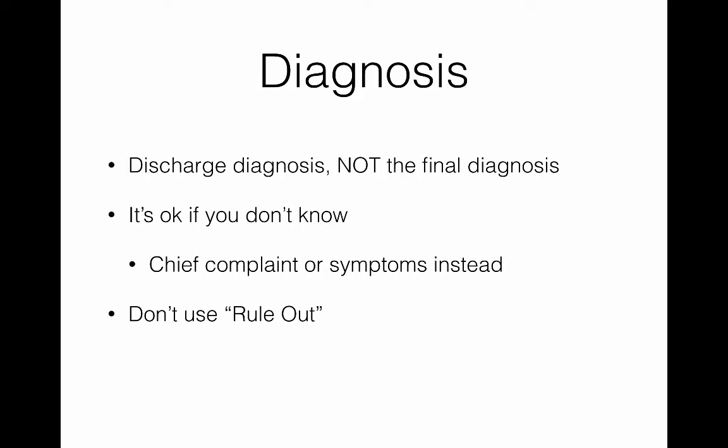It's not a problem. Historically, we have gotten in trouble if we've used rule out. That tends to be disallowed by insurance companies. Nowadays, with the way Epic is set up, you can't even choose rule out. You can still free text it in. Yeah. So you could say appendicitis and then free text in rule out, but we don't want you to do that. We'd rather you use the chief complaint or the symptoms.